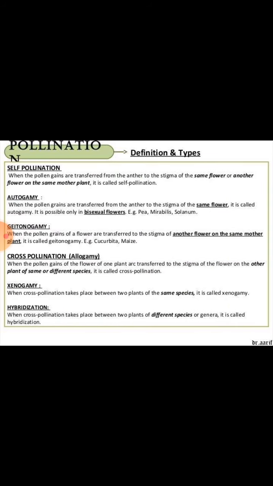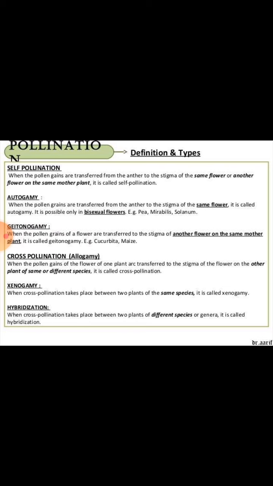What is self-pollination? I told you, autogamy: auto means self, gamous means marriage. It is derived from a Greek word. It is the transfer of pollen grain from anther to stigma of the same flower. This is possible only if the flower is bisexual, for example Mirabilis jalapa and Solanum, like the potato family.